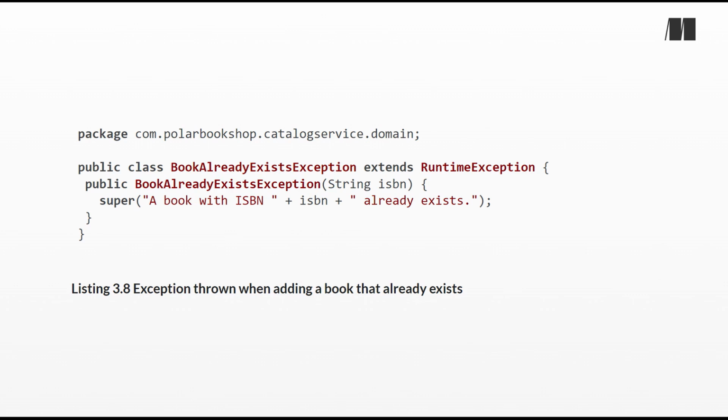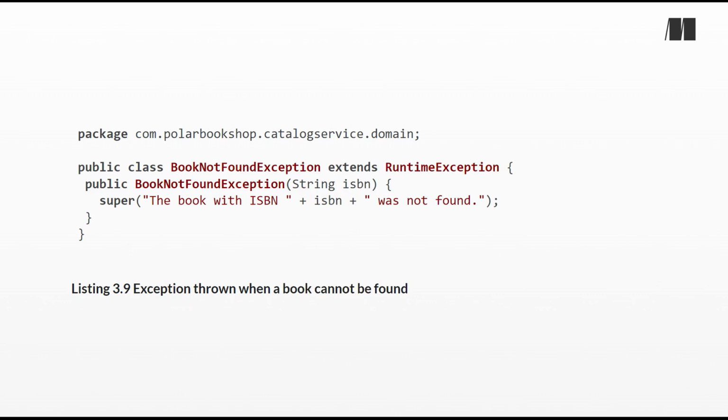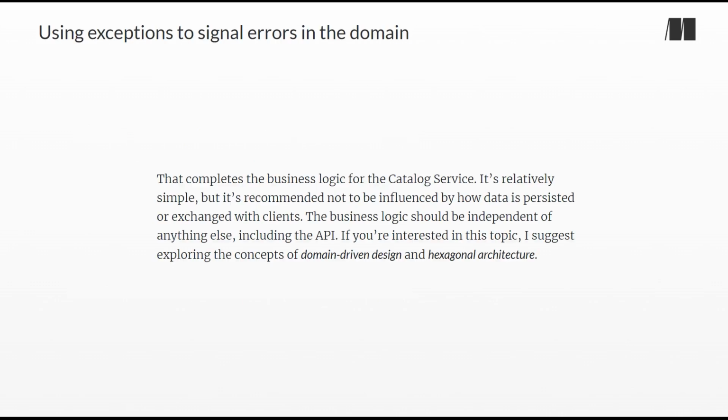Listing 3.8. Exception thrown when adding a book that already exists. BookNotFoundException is a runtime exception thrown when we try to fetch a book that is not in the catalog. Listing 3.9. Exception thrown when a book cannot be found. That completes the business logic for the catalog service.